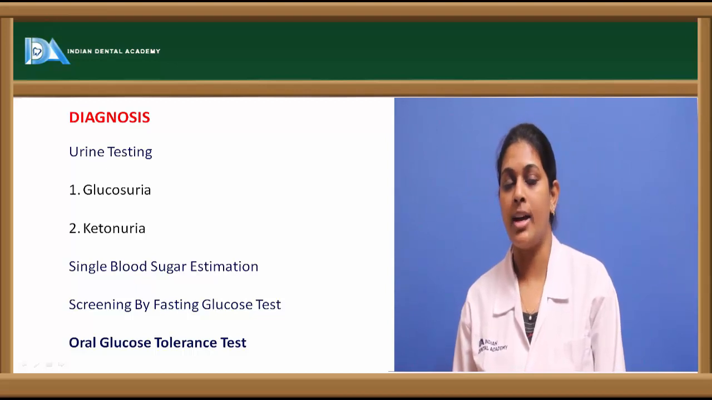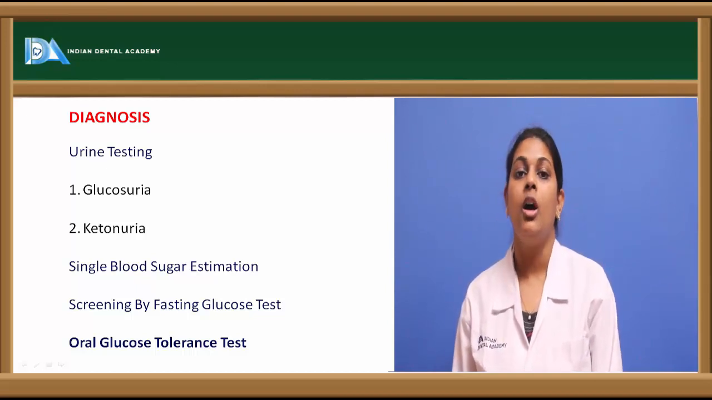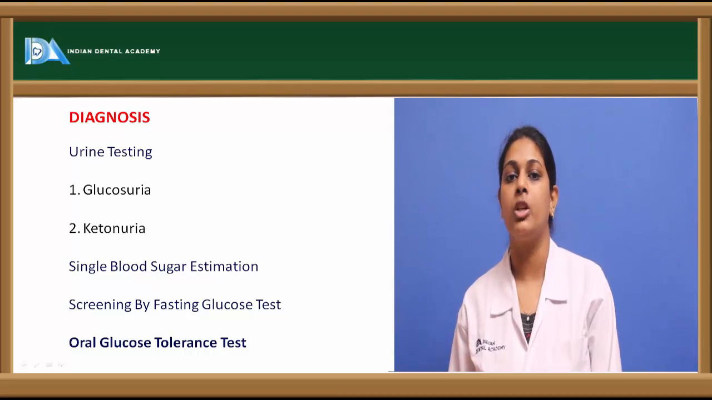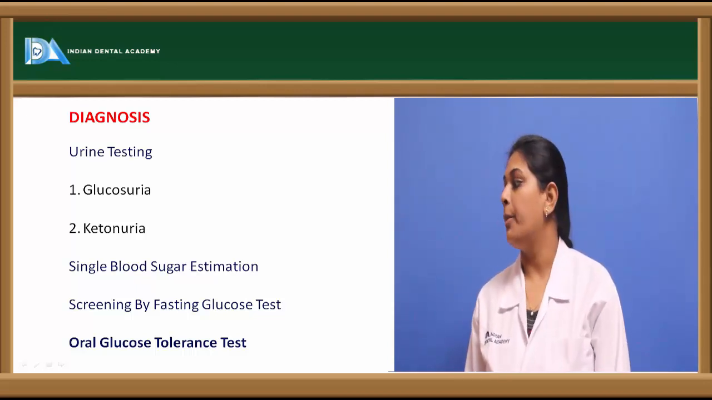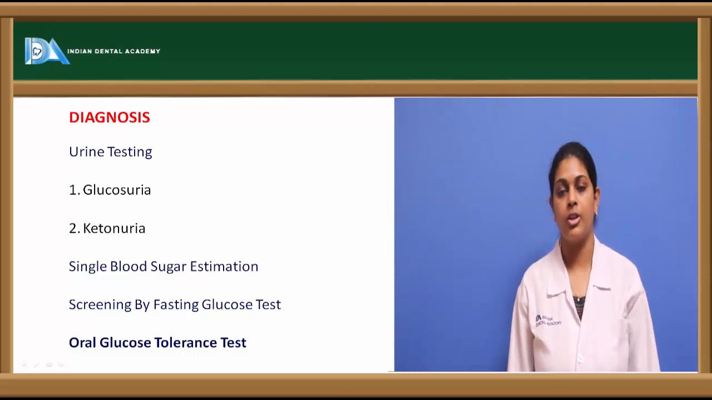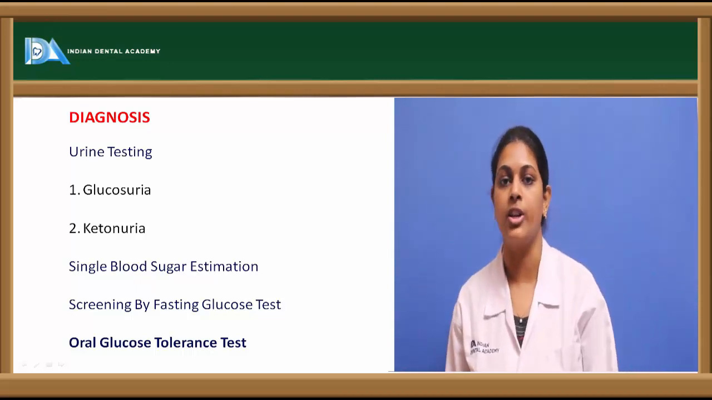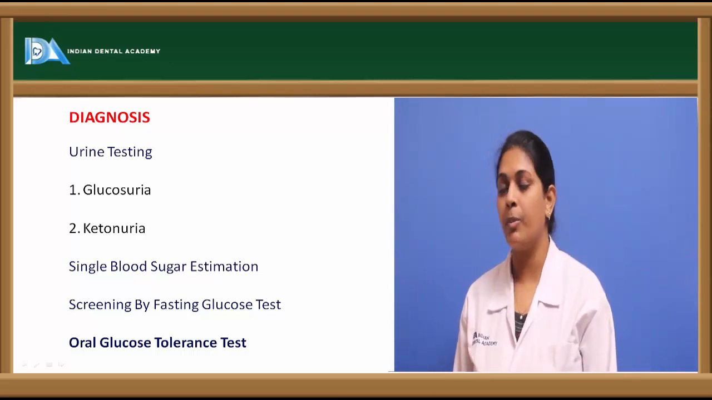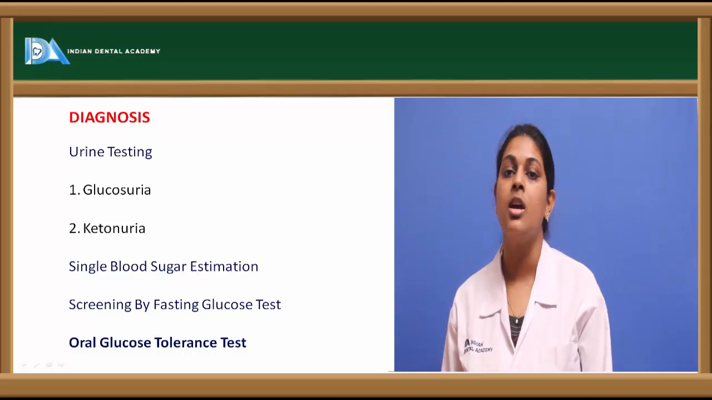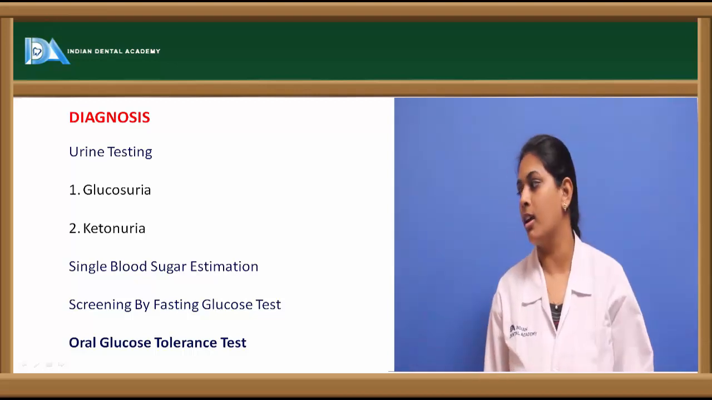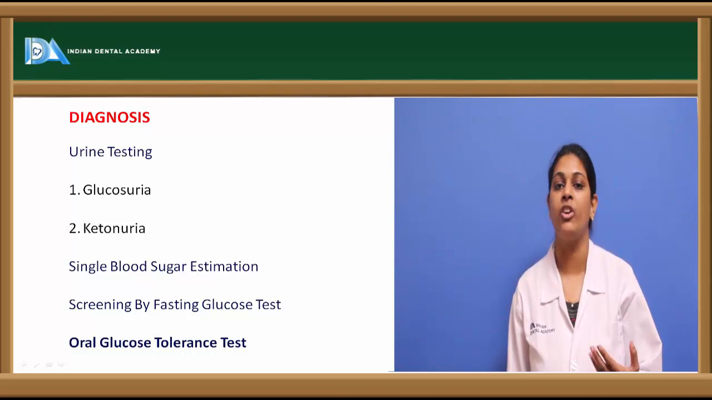And there is an advised screening test for every human being above 45 years of age, whether they seem to be diabetic or not, because in conditions such as type 2 diabetes mellitus, the symptoms might appear 10 years after the diabetes has already occurred. So it is important that every patient above 45 years goes for a regular screening by fasting glucose test every 3 years.